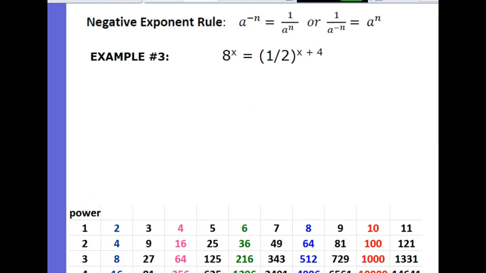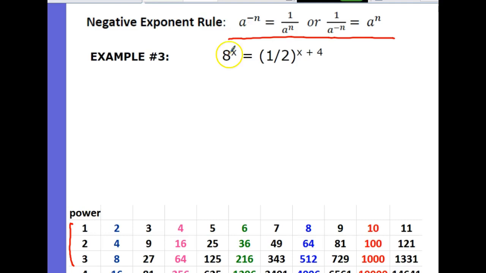Example number 3 has a fraction in it. Do I have any fractions in my chart here? No. And so I have to remember this exponent rule that we learned earlier in the year: a fraction is the same as a negative exponent. That was an exponent rule that we learned back about January. So I'm going to have to use this rule when I have fractions.